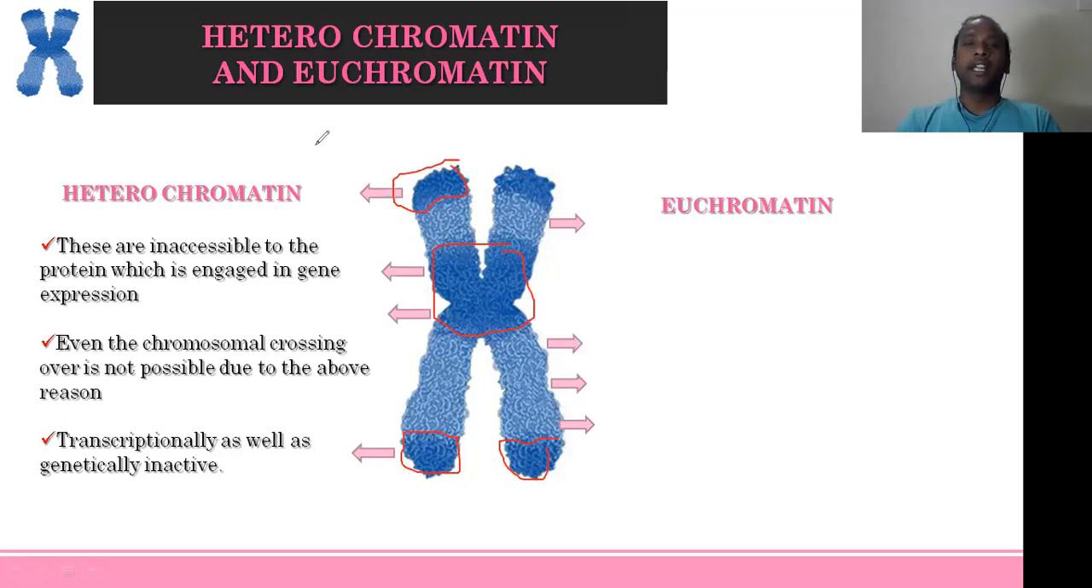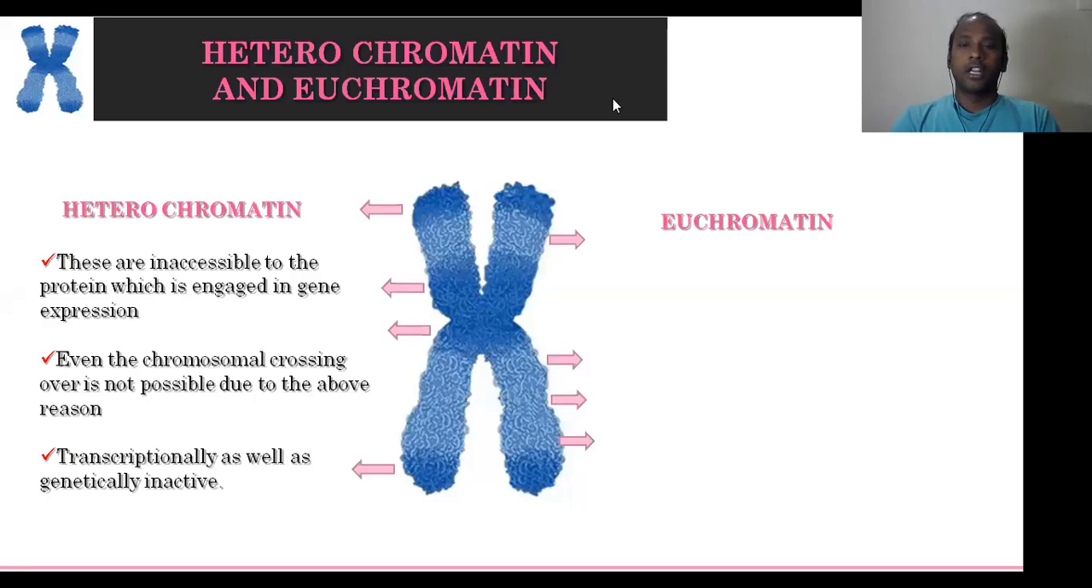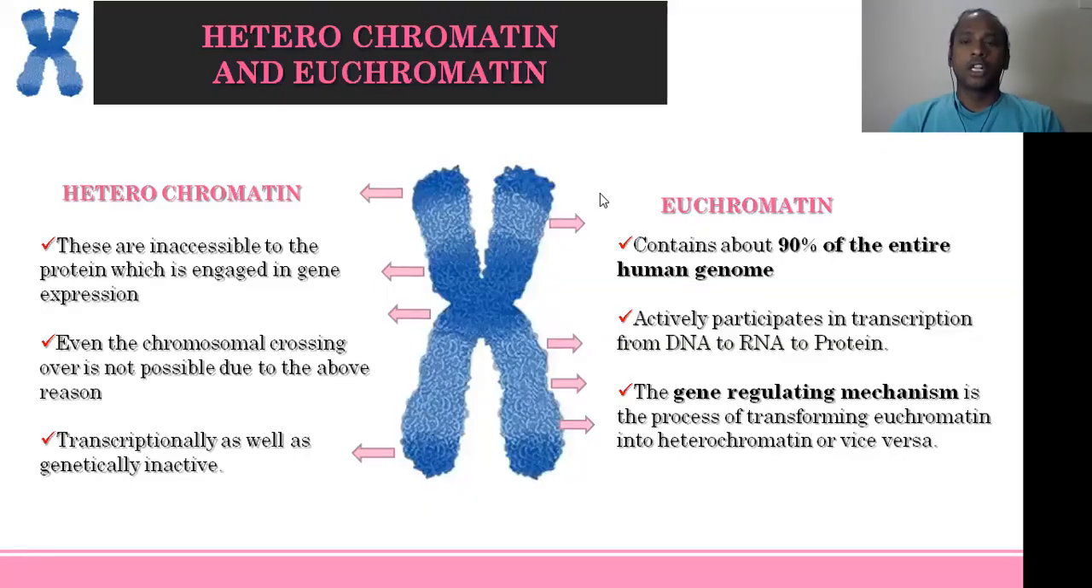Whereas the euchromatin has its own characteristics. In the human genome, about 90% of the entire DNA is euchromatin, clear? And it actively participates in transcription from DNA to RNA, and later the RNA coming from transcription goes to translation. So euchromatin actively participates in the transcription process.